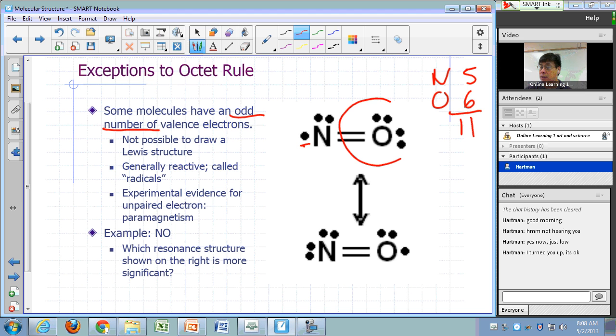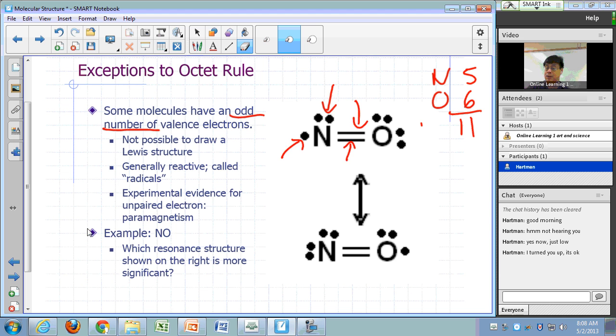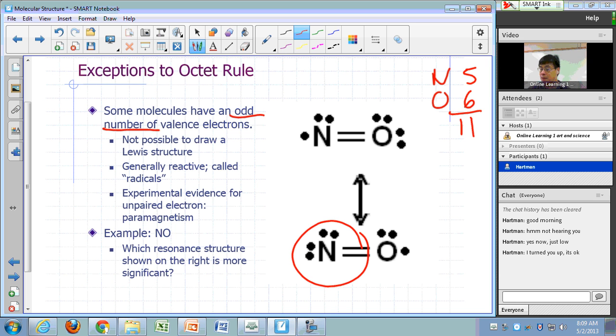Okay, so oxygen here is an octet. There's 2, 4, 6, 8. And this nitrogen in this structure would have 2, 4, 6, and only 7 valence electrons around it. All right, so that's your nitric oxide molecule. And here's another way of distributing it. This time you have nitrogen with the octet, and the oxygen has 7 valence electrons around it. So these are what we would call resonance structures. Okay? There are 2 possible ways of distributing the electrons.